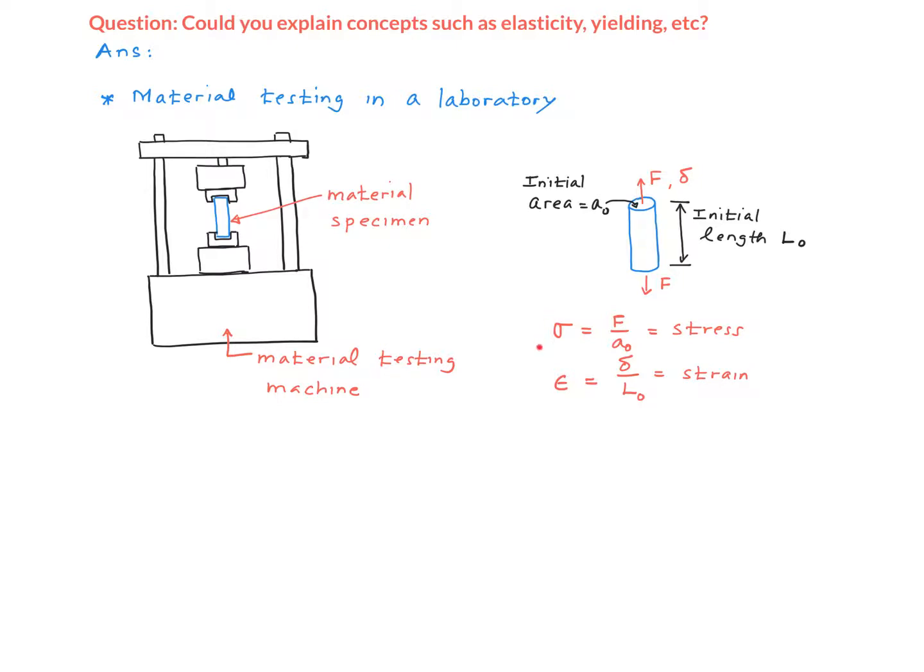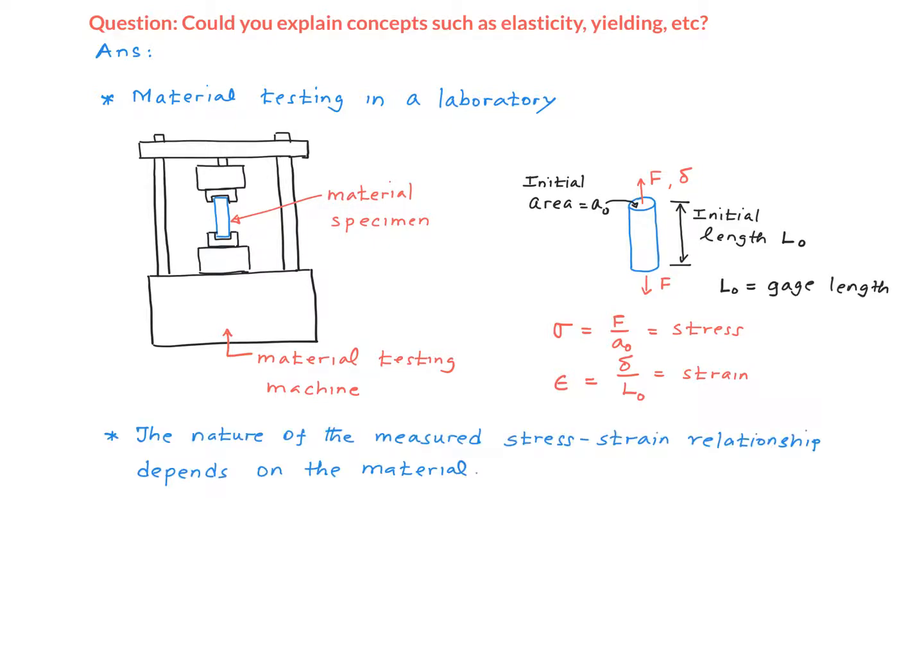We calculate the stress on the specimen simply by dividing the force by the cross-sectional area of the specimen. We calculate a strain on the specimen simply by dividing the displacement, delta, by the length of the specimen, L naught, right? Now we plot a relationship between the two, the stress and the strain. The nature of the measured stress-strain relationship depends on the material. By the way, let me also point out that L naught here, the initial length, is also called the gauge length.